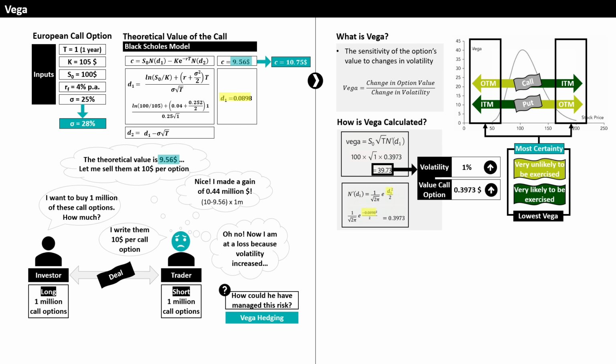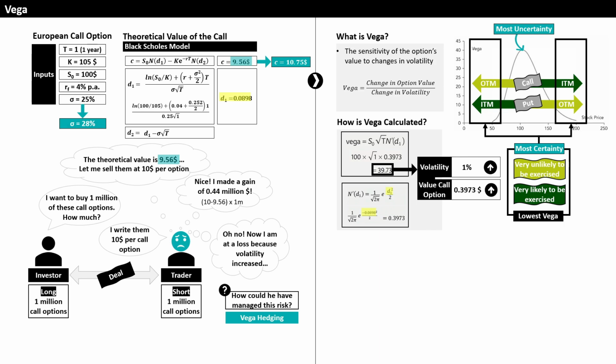And if we look at the middle of this illustration, this is where Vega is the highest, and this is because this is where there is most uncertainty. And this is where the sensitivity to volatility peaks.